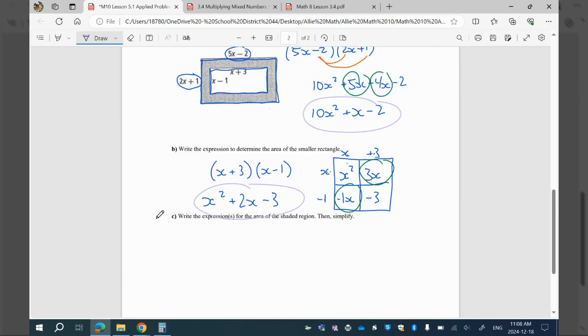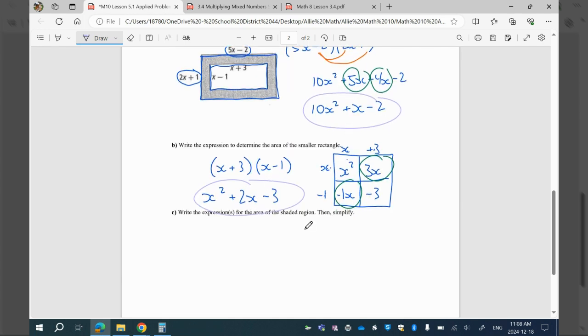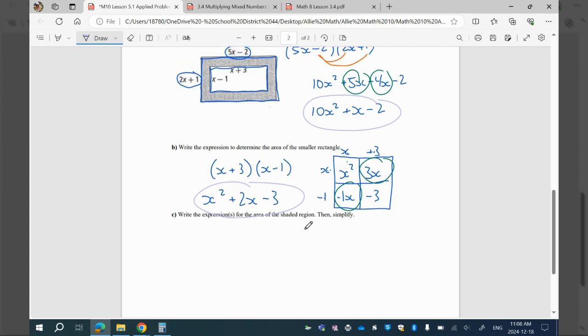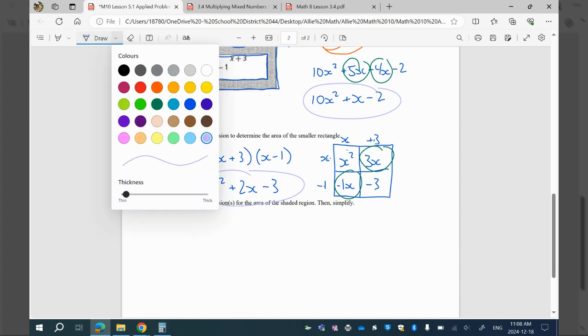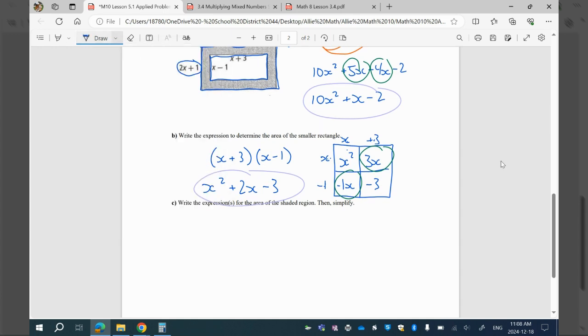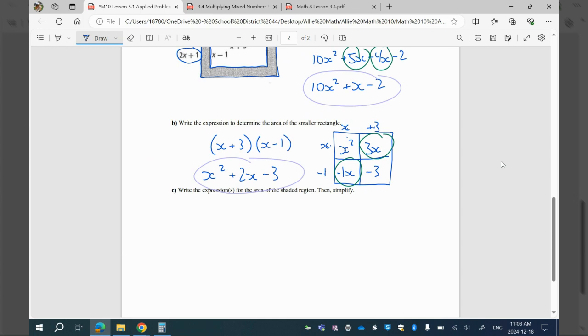And now write the expression for the area of the shaded region, then simplify. So we have this whole square. We need to take away this inner square. So what are we doing here? We need to subtract a polynomial. You did do this last year in grade 9. So let's do our big one, 10x squared plus x subtract 2 minus x squared plus 2x subtract 3.